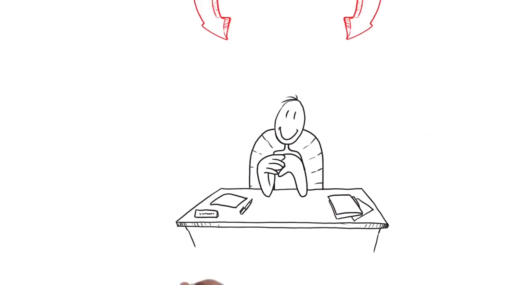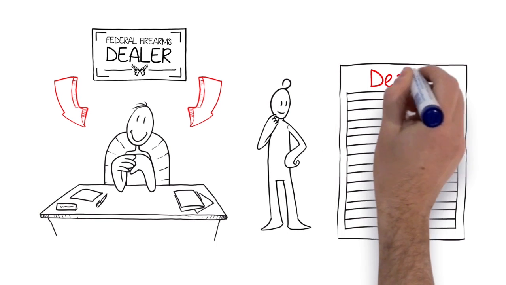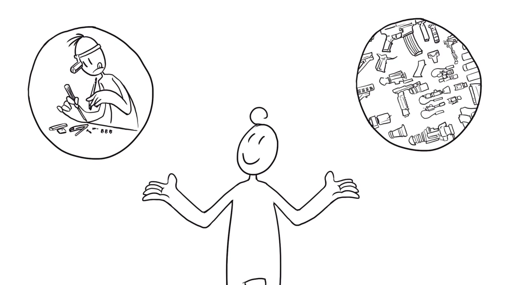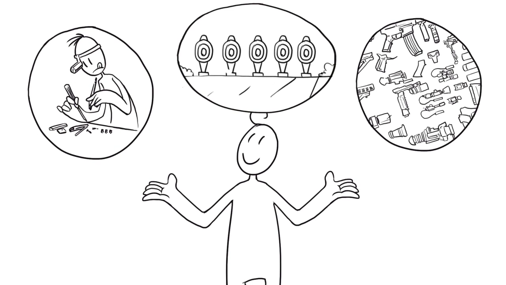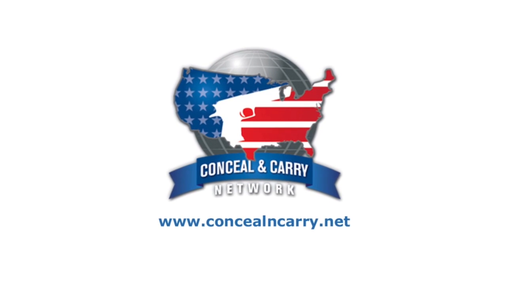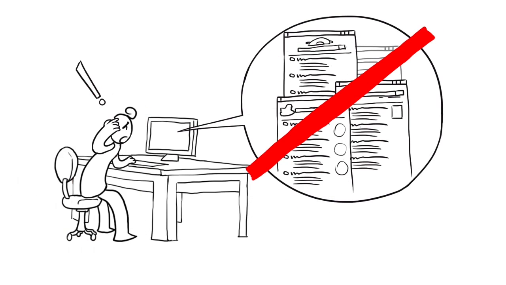Do you want to find an FFL dealer? We provide an up-to-date directory that makes it easy to find the right one near you. How about a gunsmith? Accessories for your AR-15? Near a shooting range? Finally, the Conceal and Carry Network helps you find all of this on one site. No need to rely on other search engines to find what you want and where to get it.